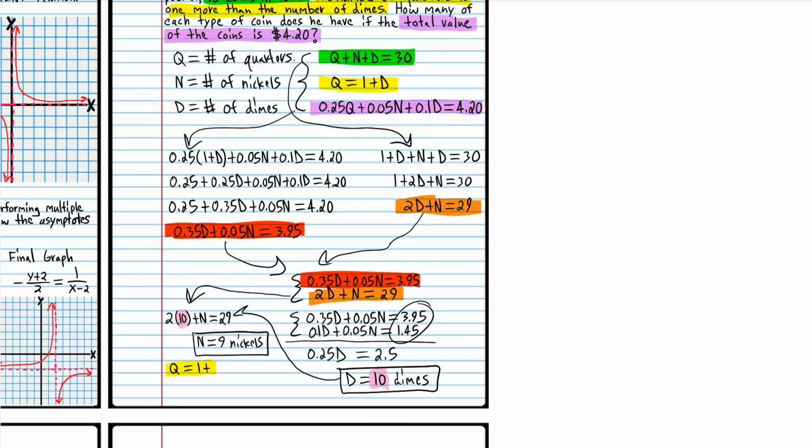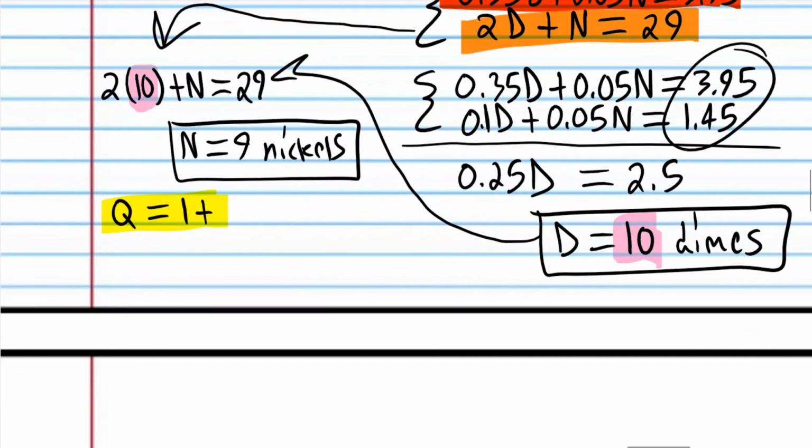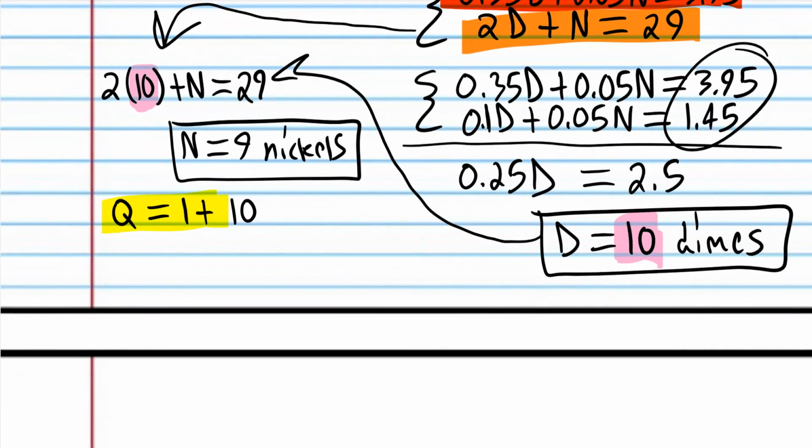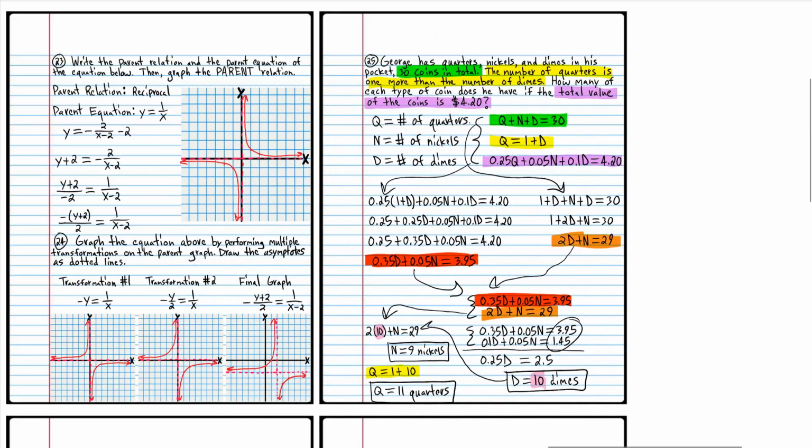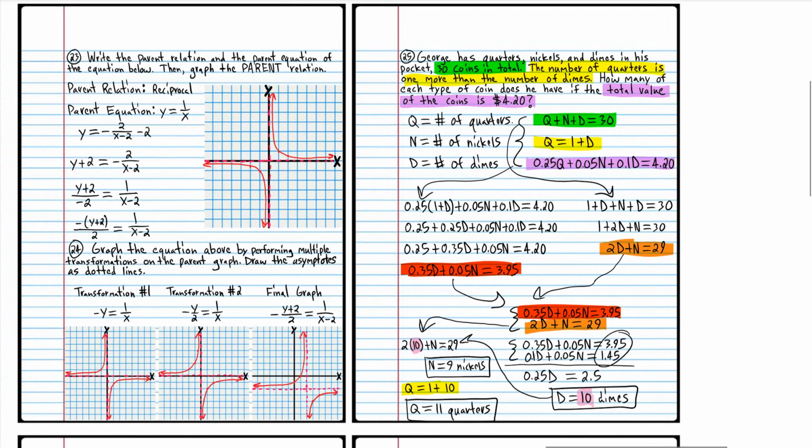So you don't have to use these colors. You want to try to show the reader what you're doing as best as you can, but it's kind of hard to draw an arrow from there, so you don't really have to do that. So we know the number of dimes is 10, and therefore the number of quarters is equal to 11. So that is the end of that problem. So that was the test. If you got that answer right on number 25, good job.